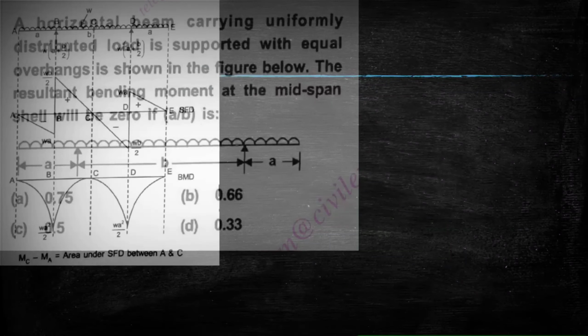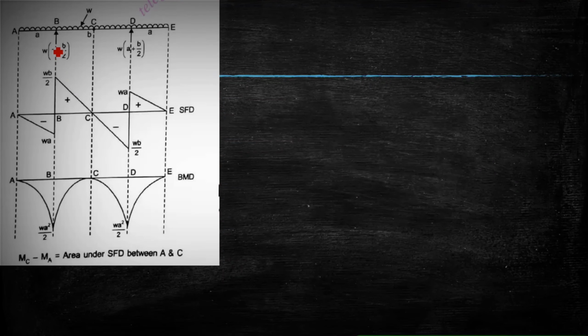So in this case, this is the beam with uniformly distributed load. This is the overhang, this is the overhang. If we draw the SFD, at this point the value will be WA, and at this point WB by 2, WB by 2 and WA. So between this point and this point, if we take MC minus MA, this should be 0. We need this 0, so this gives us the area under these two graphs.